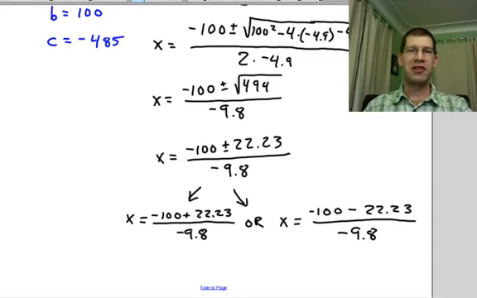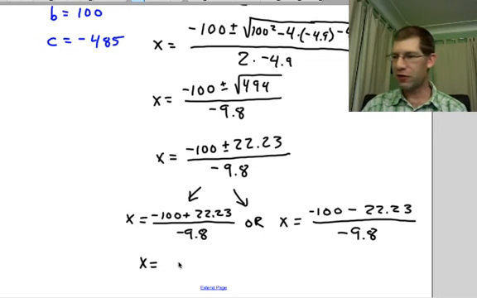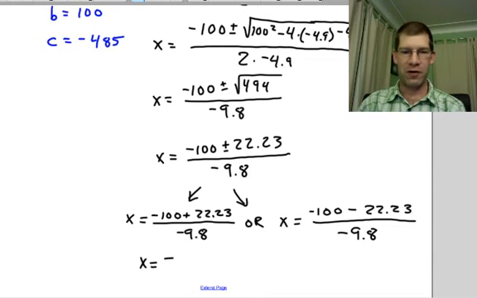If you want to punch these in a faster way, you can punch it in with parentheses around the numerator. So parenthesis negative 100 plus 22.23 and the parenthesis, divided by negative 9.8. And I get 7.94. The advantage of typing it in all at once with the parentheses is now I can say x equals 7.94.